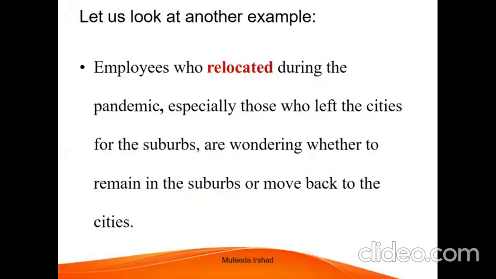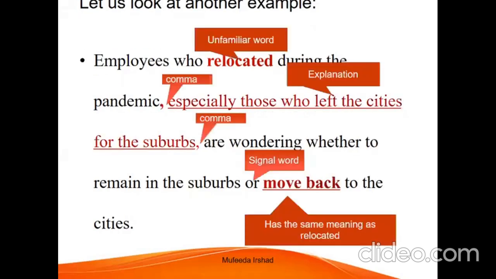Let us look at another example. What does relocated mean in this sentence? How do we deduce the meaning of the word relocated? Look at the information given around the word. Has the writer given us any clues? He has, hasn't he? Right. In this example, the word move back is a synonym of the word relocated.